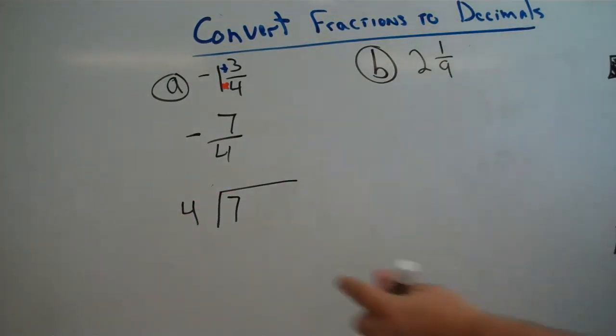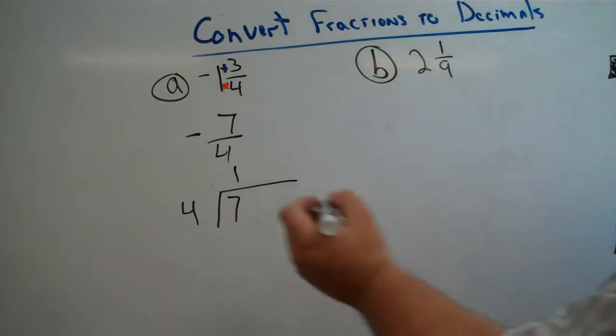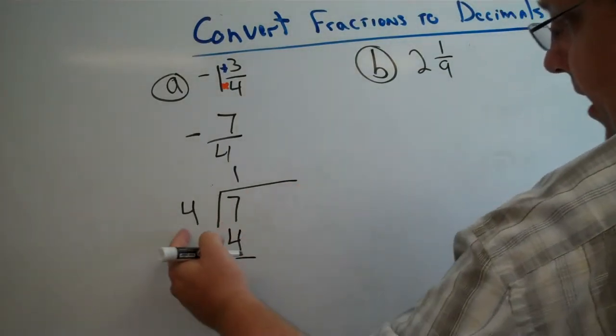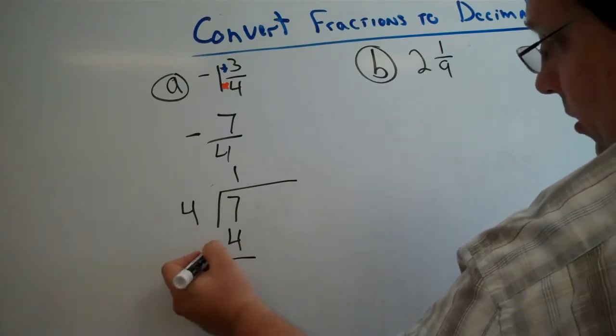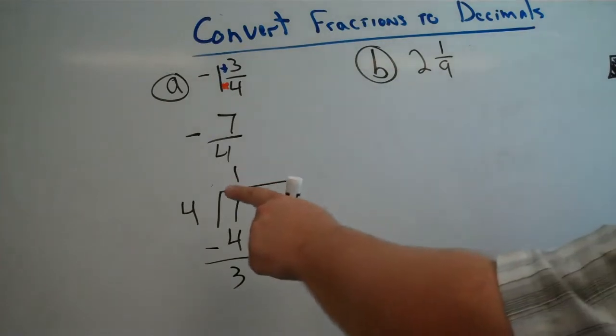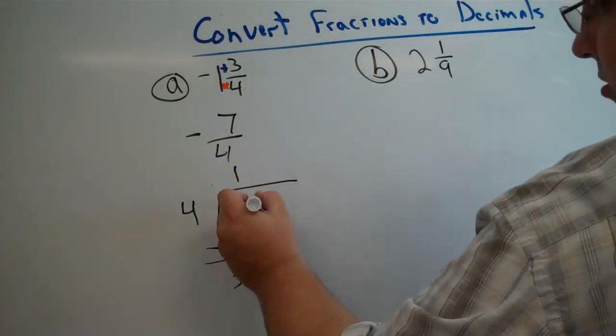We see how many 4s we can pull out of 7, and we can only pull out 1. If we tried pulling out 2, that'd be too much. 1 times 4 is 4. We will now subtract what we've taken out of 7, which is 4. So 7 minus 4 is 3. 4 does not go into 3 evenly. So what we will do is, this is actually called partitioning.